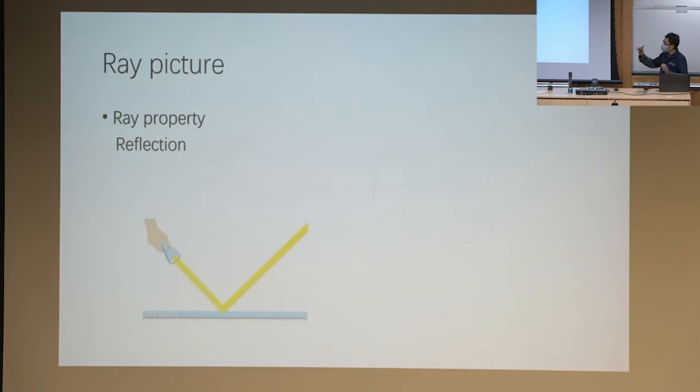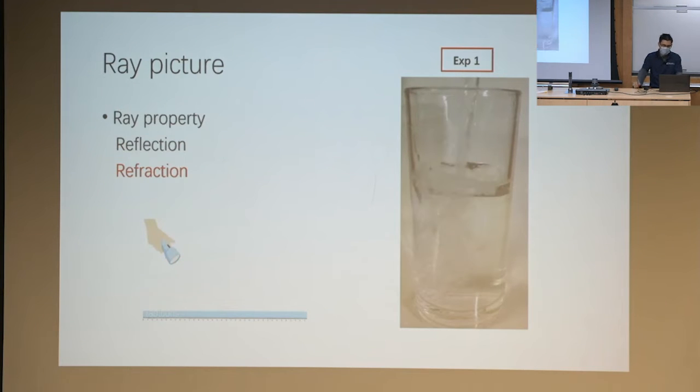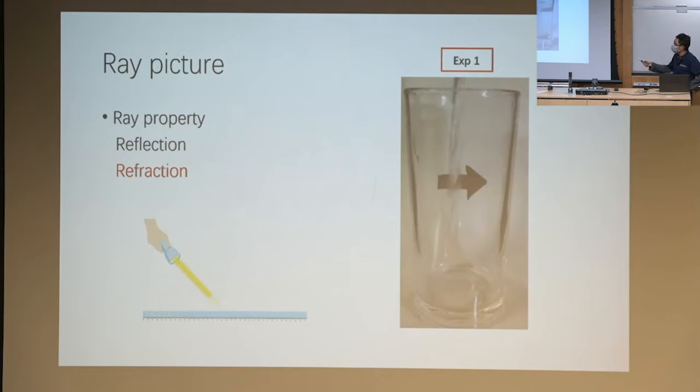But today we will focus on the ray picture, which has two famous phenomena, called refraction and reflection. So reflection is very easy. When you shine a light onto a mirror, you can see that the incident angle and reflection angle are the same. But for refraction, let's go to the first experiment.